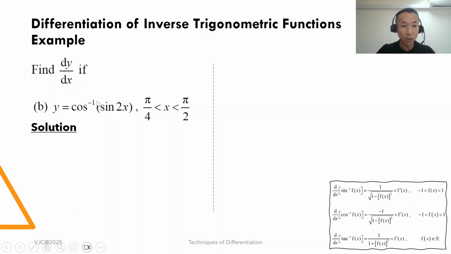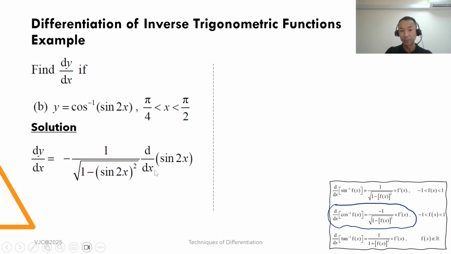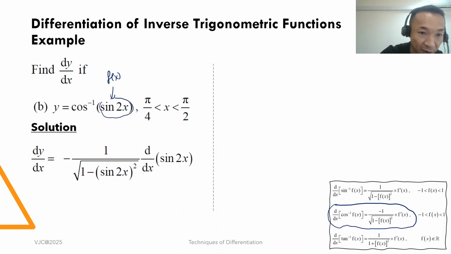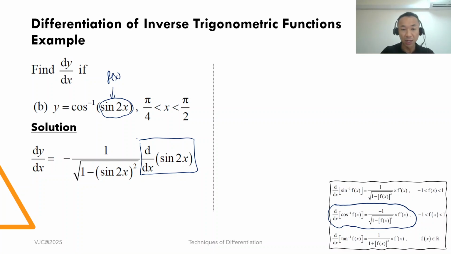Now, you have an arc cosine. So clearly we will use this formula. Let's see what we get if we use it. Now this f(x) in this case is sine 2x. So we get negative 1 over square root of 1 minus f(x), which is sine 2x, whole thing squared, and then you differentiate sine 2x. I would prefer that we write this out so that we are very clear what we need to do. Differentiating sine 2x gives 2 cosine 2x.